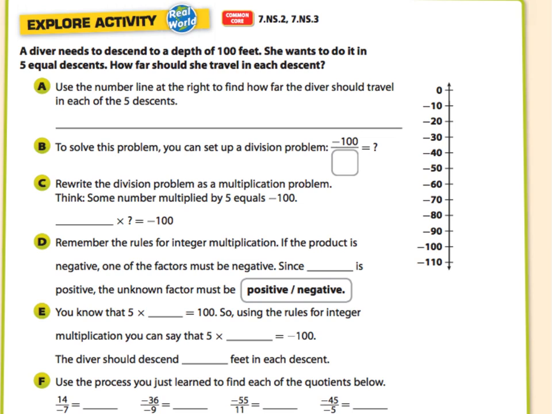First, we're going to start with the explore activity. We have a diver who needs to descend to a depth of 100 feet. She wants to do it in 5 equal descents. How far should she travel in each descent?